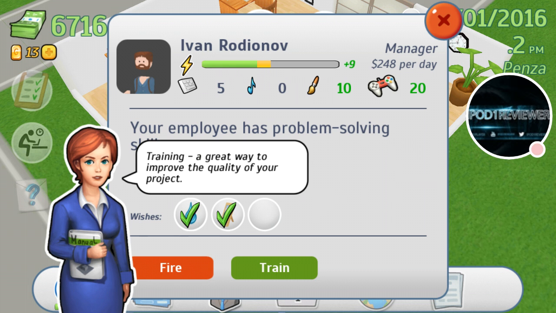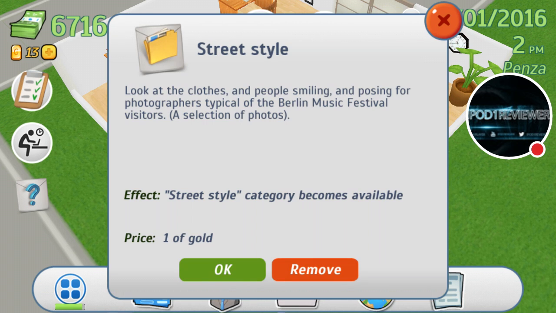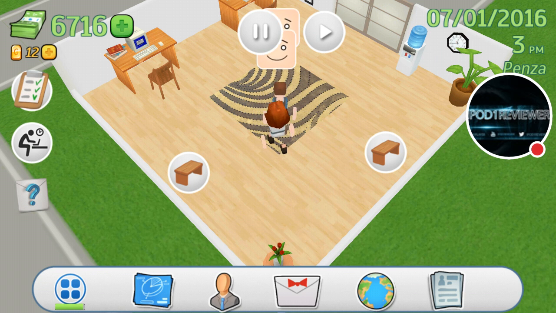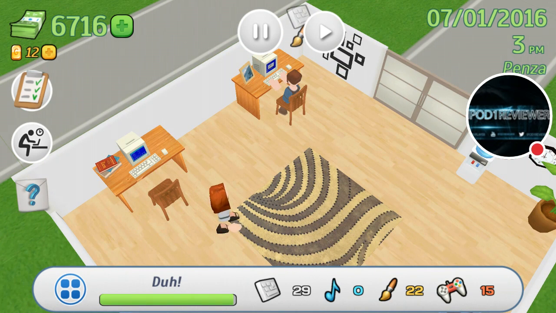I've spent a lot of money training these guys. So, I really don't want to do any more training. I need to make some money instead of losing everything I have. Look at the clothes and people smiling and posing for photographs, typical of the Berlin Music Festival visitors. Oh, I think I just paid for that. Okay, they're almost done. Please don't tell me you get ready to leave.